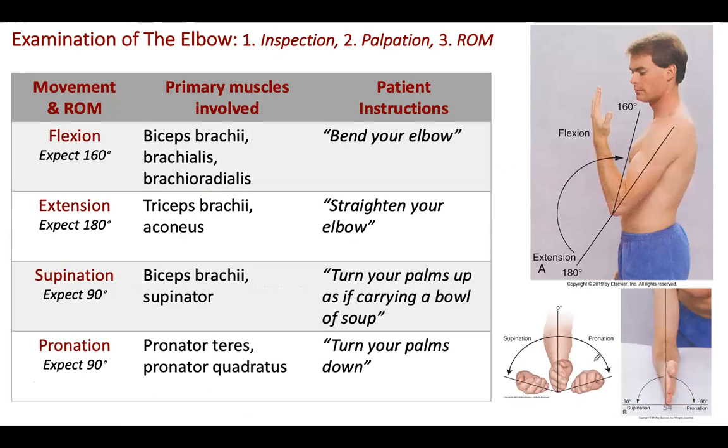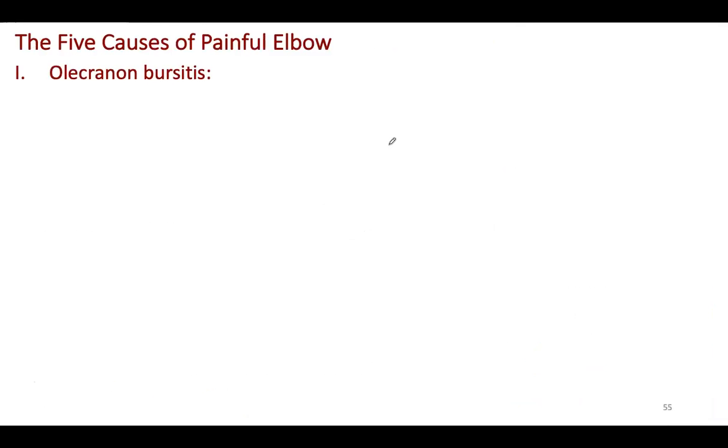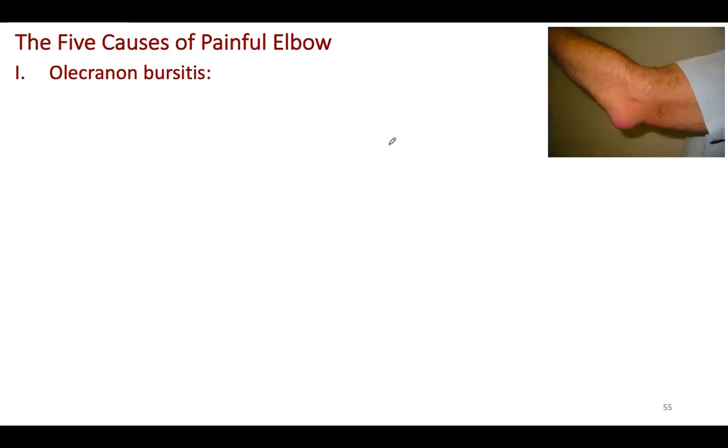Range of motion. Again, these are the different movements with the range of motion, primary muscles involved, and how to ask about them. And now let's talk about the 5 causes of painful elbow. The patient comes with a painful elbow. What could be the problem? The first cause is olecranon bursitis, inflammation of the olecranon bursa.